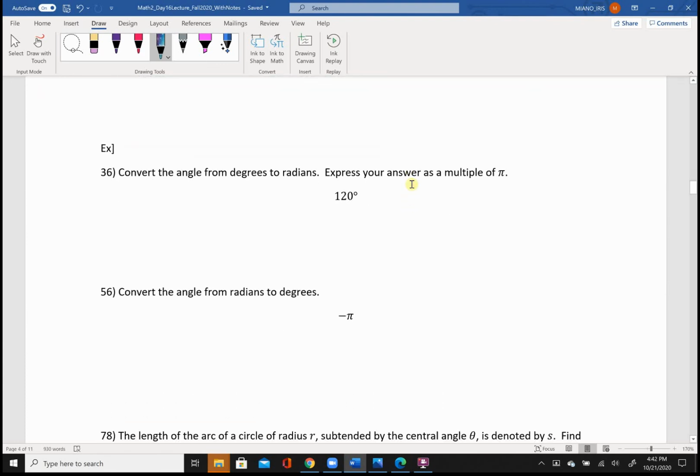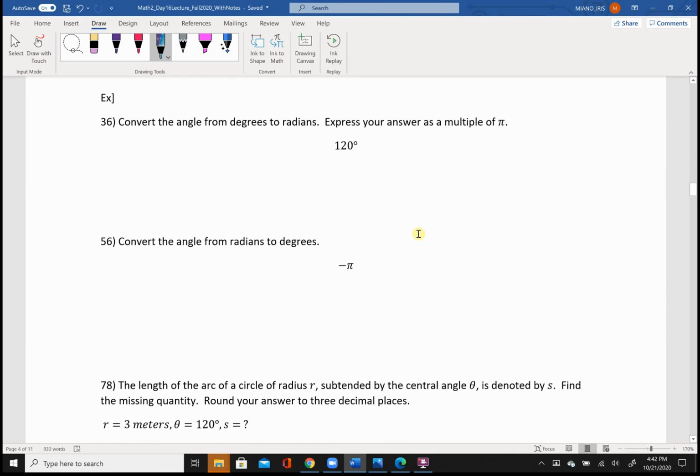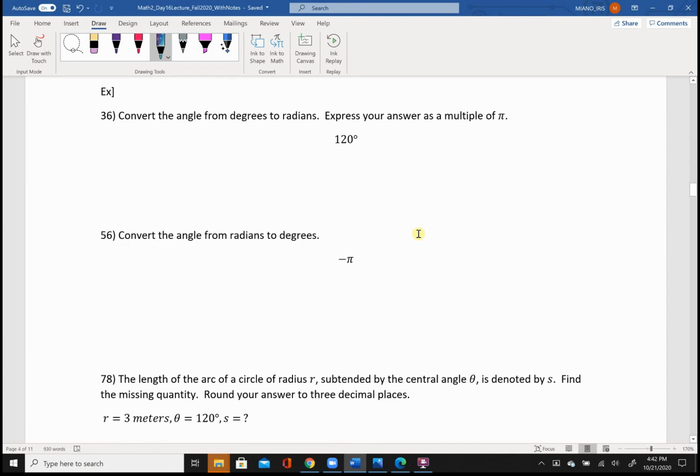So let's go ahead and entertain some examples here. Of course, I get these straight from your book, so they're exactly like the homework problems that you're going to be encountering as well, which also come from the same author. So we're going to tackle number 36 here, which is asking us to convert the angle from degrees to radians.